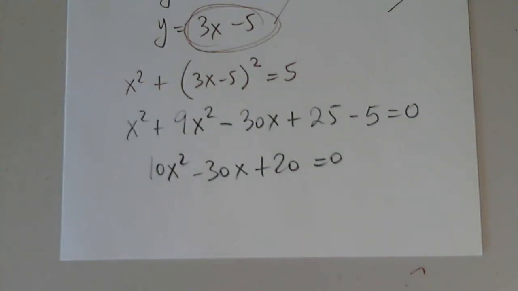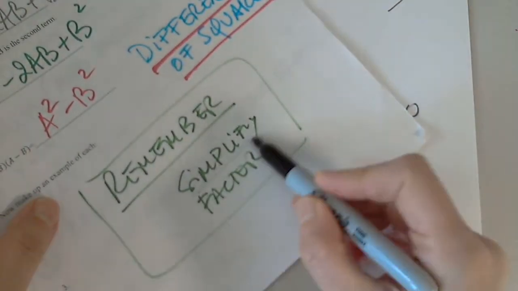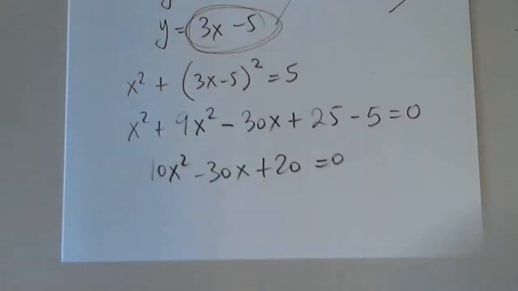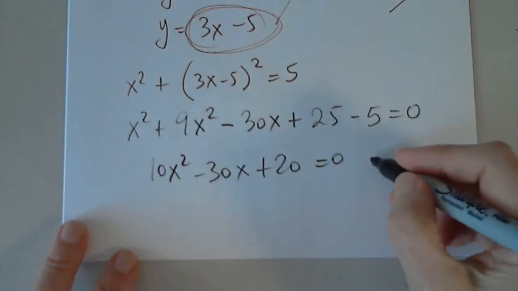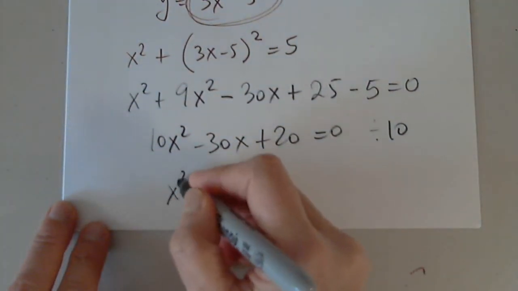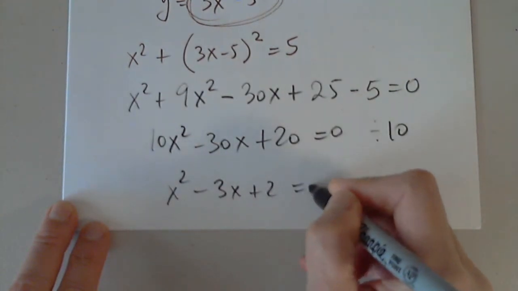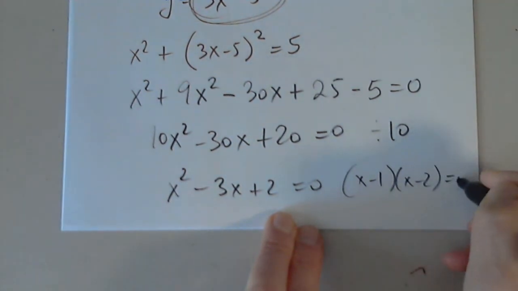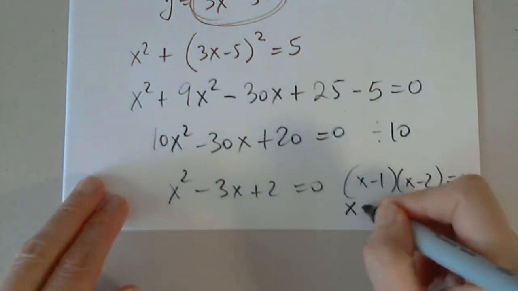And as I mentioned many, many times, this should always be in the back of your mind. Of course, I'm going to divide by 10. I don't want to work with these numbers. So then I have x squared minus 3x plus 2. Now this is clear. It's x minus 1 and x minus 2. So I found my two solutions.